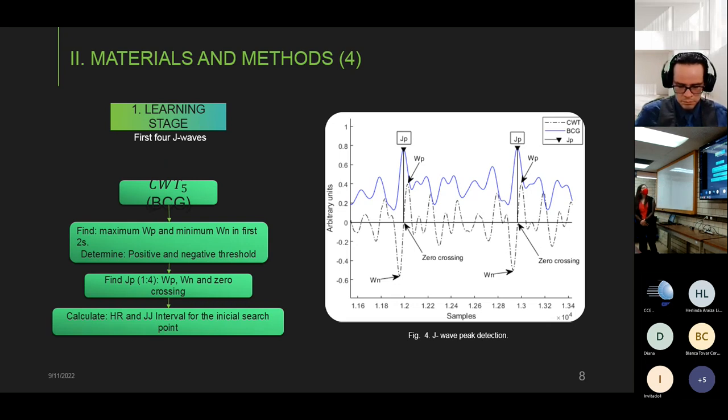This algorithm is divided into 2 stages. The first stage is the learning stage, where the first 4 J waves are found. By applying the CWT on a BCG signal, we obtain a negative and a positive modulus, where the zero crossing between them corresponds to every peak present on the signal. That's why, in order to find the J wave peak, first we found the maximum and the minimum modulus in the first 2 seconds to determine a positive and a negative threshold. Then the first 4 J waves above that threshold are accepted, and then we calculate the heart rate and the JJ interval for the establishment of the initial search point for the other J waves.